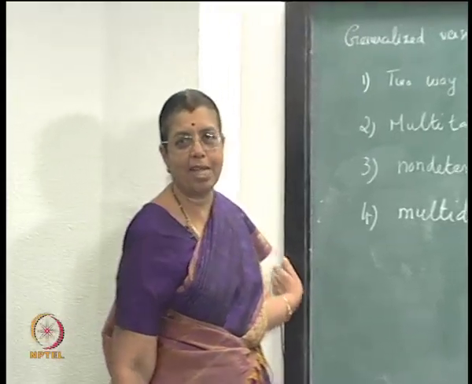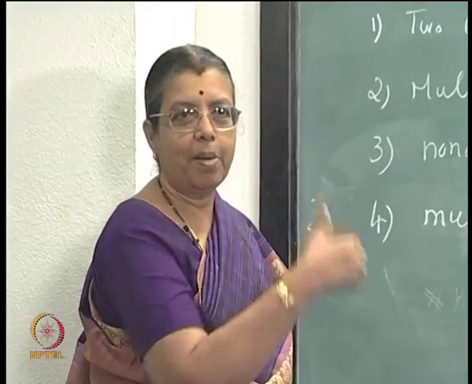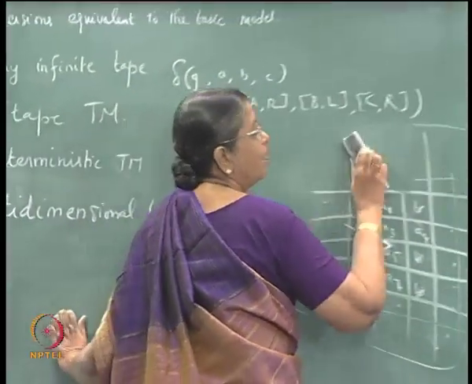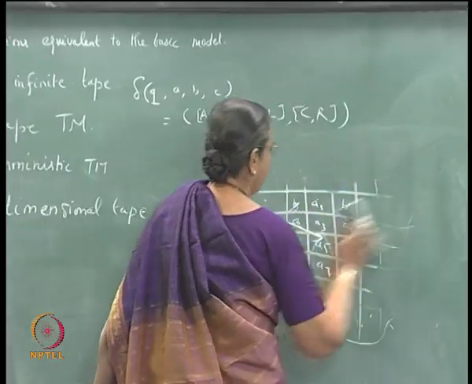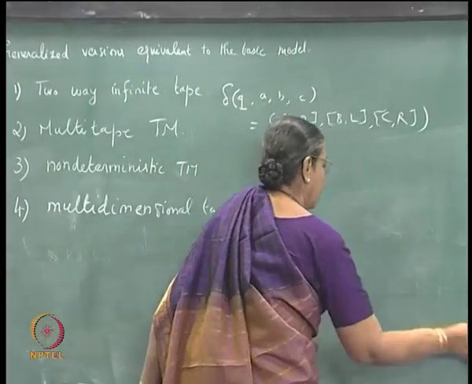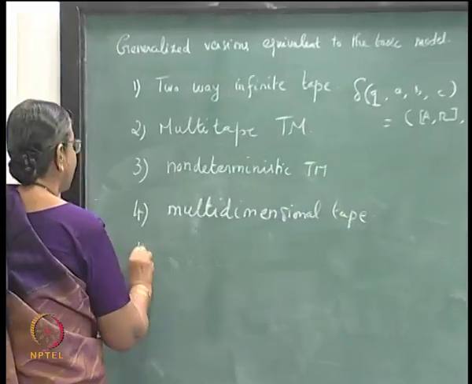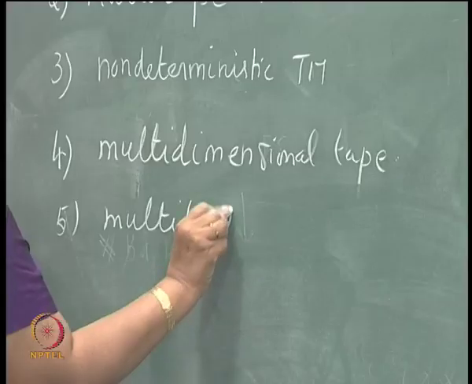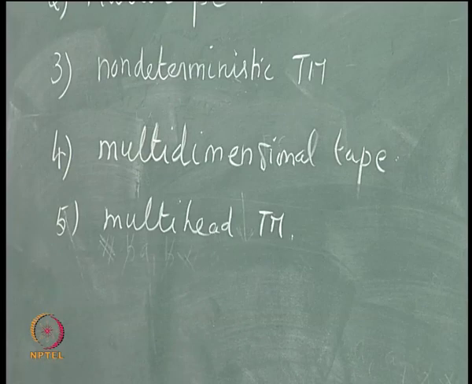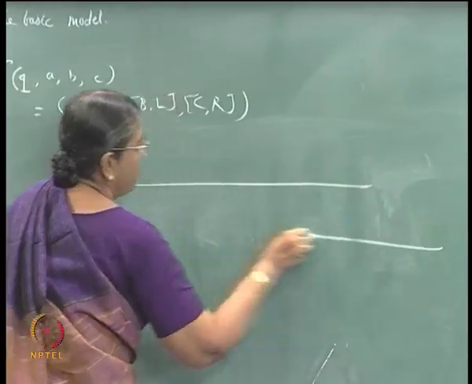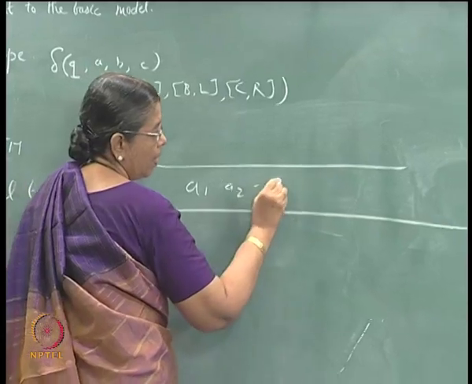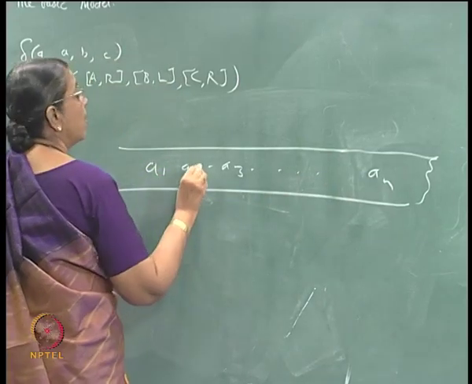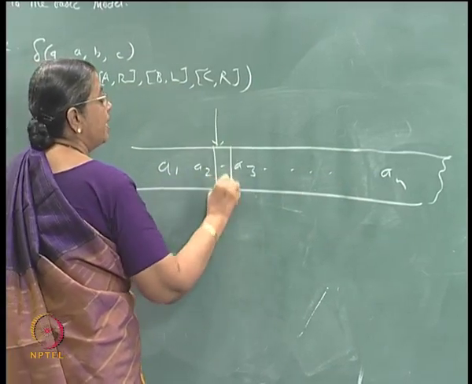You can have a 3-dimensional tape where you can move left, right, up, down or this way or this way. 6 possibilities will be there. In an abstract manner, you can even think of k-dimensional tapes. This is another variation. Then multi-head Turing machines. Here you have only one tape, but there may be many heads.